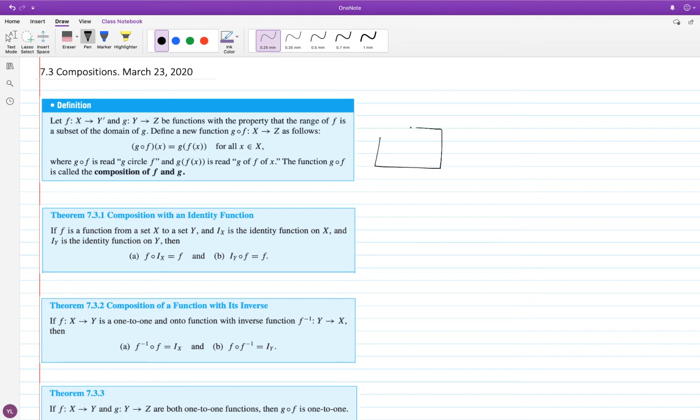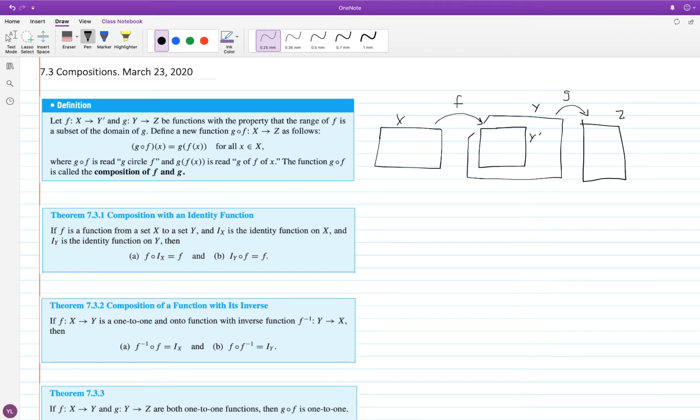The image you want to keep in mind for composition is as follows. You've got some sort of domain X for the function f, and its codomain is a set Y prime. And then you've got a second function that you're going to apply to the outputs of f. So the domain of that second function g, we call Y, must contain the outputs of f. The function g goes into its own codomain Z. So the image is that you take elements x from the first domain, and you run them through the f function, and then in turn run them through the g function.